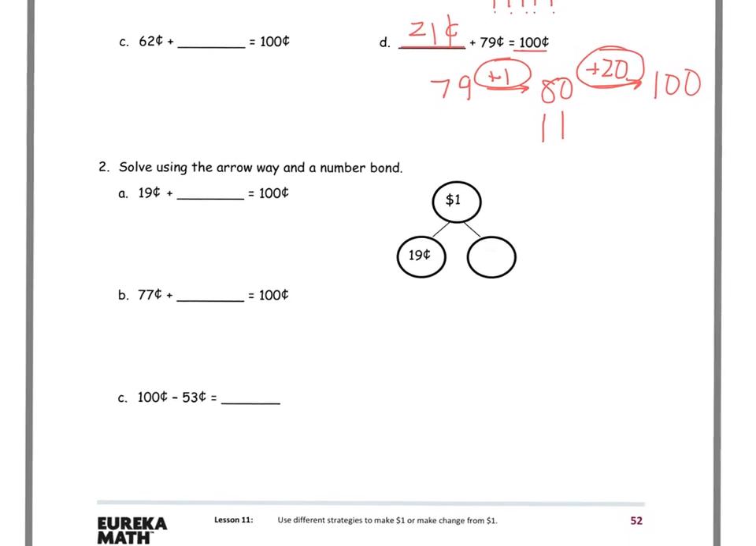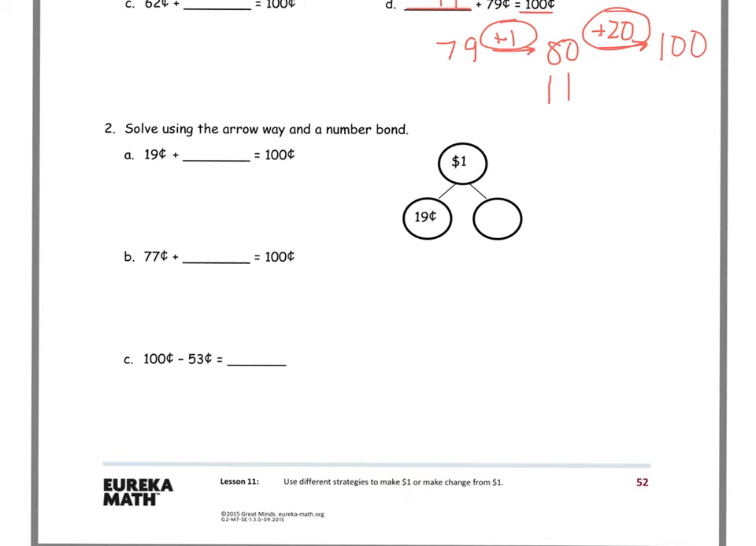For number 2, they're asking us to do another thing. So arrow way again, and then plug in my number bond. And they gave us an example of a partially filled in one here to the right. We're trying to get to $1, which they've already changed to 100 cents. So 100 cents equals $1. So I'm at 19. And I want to get to my next 10. So I'm going to add 1 to get me to 20. And then I'm going to count by tens to get me up to 100.